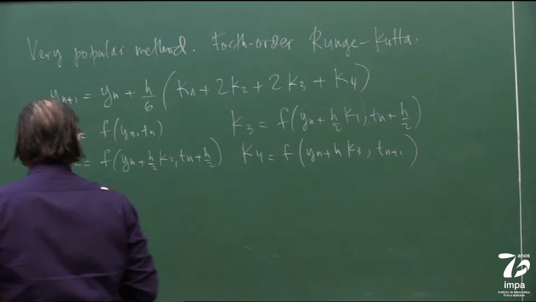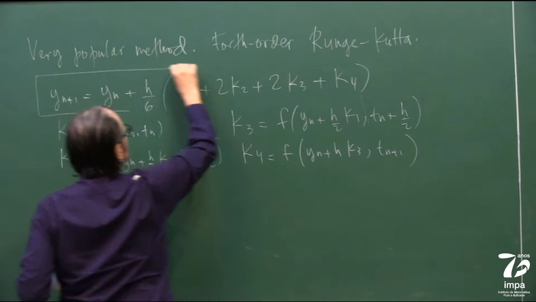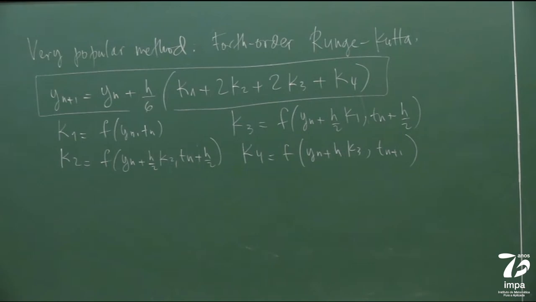It's fourth order, right? The global error is fourth order, which is very nice. If you reduce the time step by a half, the error goes down by a factor of 2 to the 4.